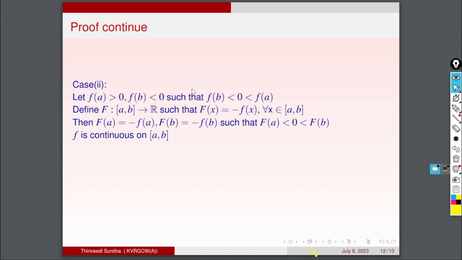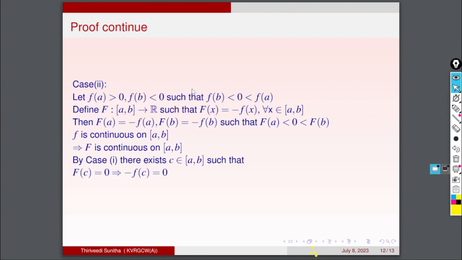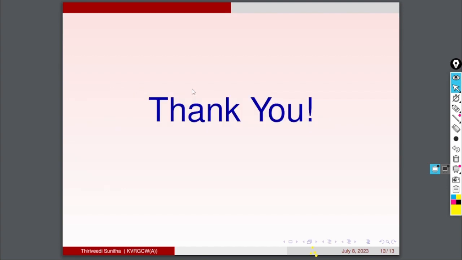Which is the case 1 condition. Since f is continuous on [a, b], that means F is also continuous on [a, b]. By case 1, there exists c belonging to (a, b) such that F(c) = 0, that implies -f(c) = 0, that is f(c) = 0. Here are the two cases of the theorem. Thank you.